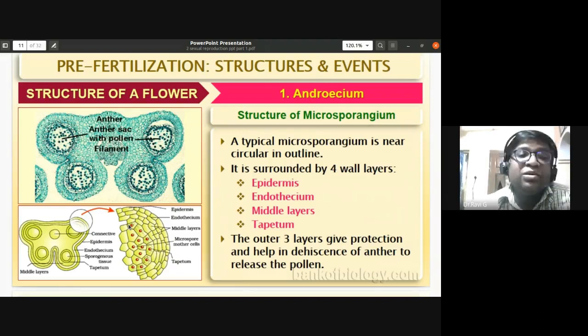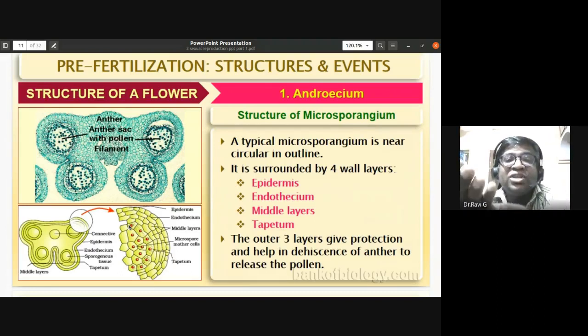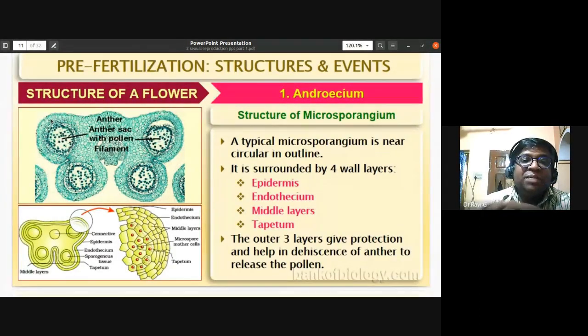So the structure of microsporangium. When I'm talking about microsporangium, it is the structure of the anther we are talking about. If you take a thin section and observe it under the microscope, see on the left side, this is a permanent slide of the structure of the microsporangium or anther. What you notice is it is made up of four layers. The microsporangium or the anther wall is made up of four layers. The first layer we call the epidermis. The second layer is the endothecium. It has fibrillar thickenings. You can see here the diagram that is taken from your textbook.